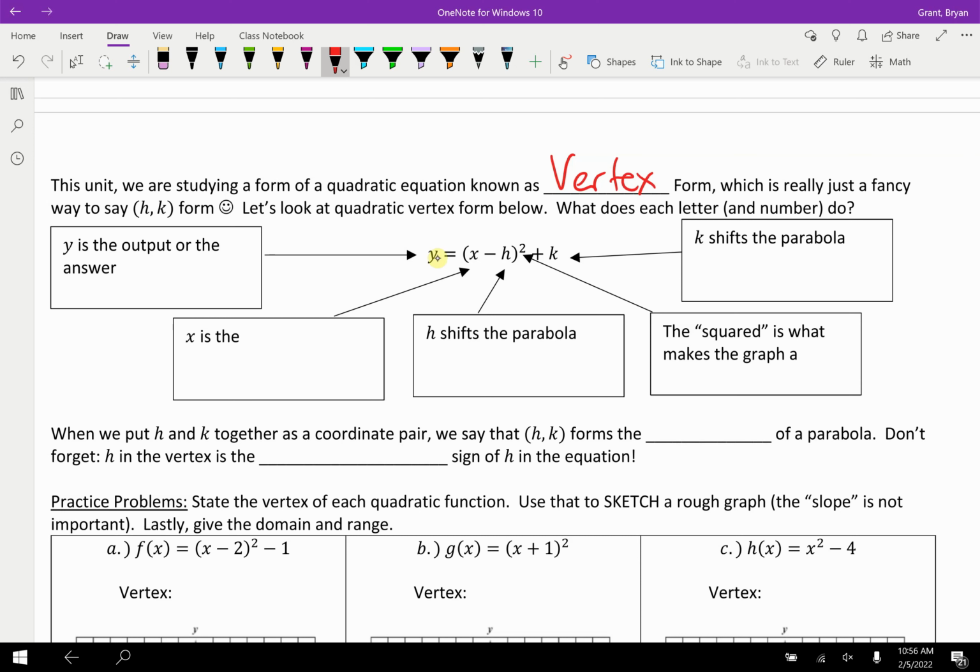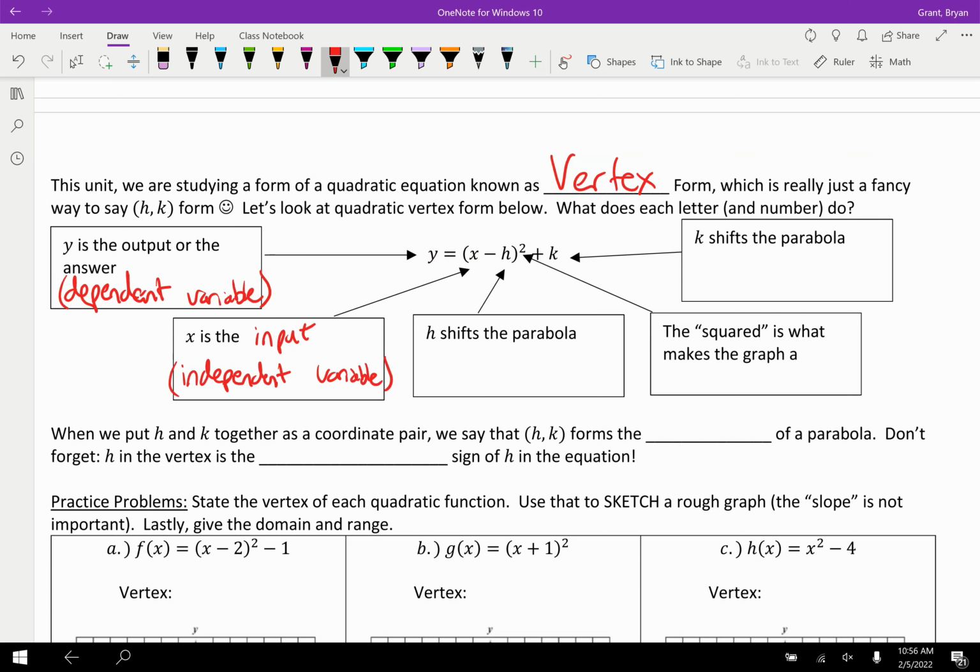Well, we know that y is the output. It's the answer when you do all the math. And of course, x is the input. If you wanted the maybe fancier, more scientific names for these, we say x is the independent variable. Okay? And y is the dependent variable. Y depends on what you input for x.